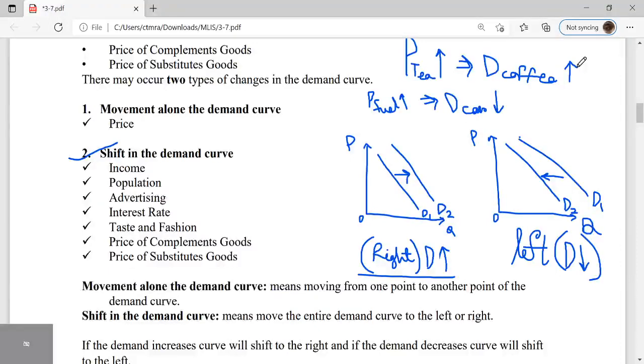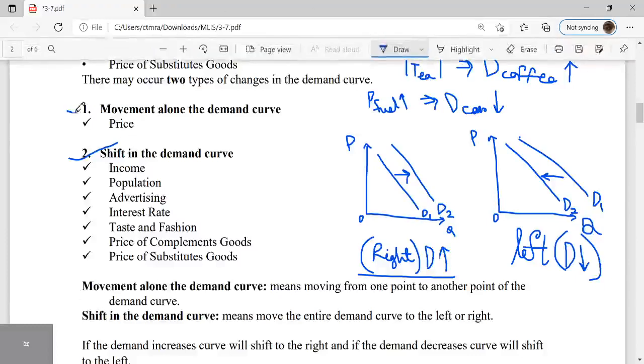Okay. Next, these are the non-price factors which lead to a shift in the demand curve. And whenever price changes, there is a movement along the demand curve.